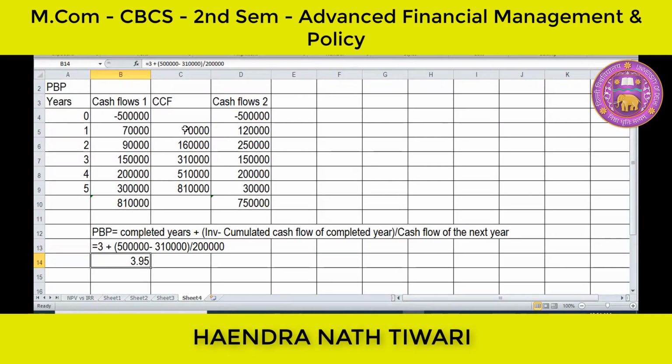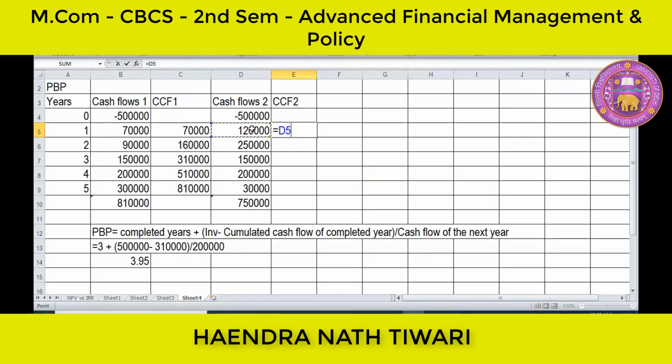Simple. We first computed cumulative cash flows. We determined how many years I am taking to reach near to my investment amount. That's 3 years. Remaining amount I will receive from the 4th year. In the 4th year, total cash flow is 2 lakhs. And I need 1,90,000. So the ratio is 0.95. In total, I need 3.95 years. Same way, this is for project 1. I can do it for project 2 also.